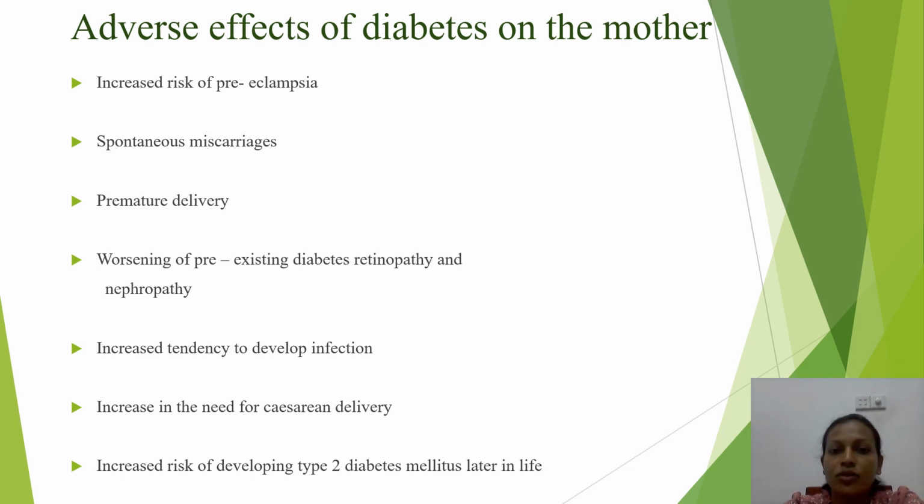Let's see how gestational diabetes is harmful to the mother. Increased risk of preeclampsia. Preeclampsia means increased blood pressure during pregnancy. That condition is a major problem during pregnancy. Other than that, spontaneous miscarriage, premature delivery, pre-existing diabetic retinopathy, nephropathy, and neuropathy.